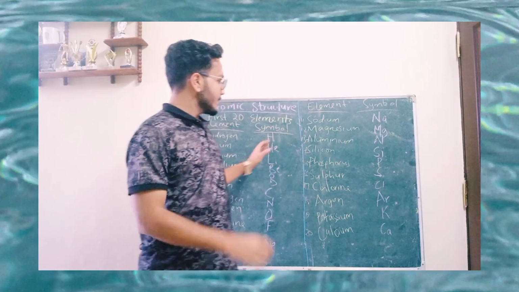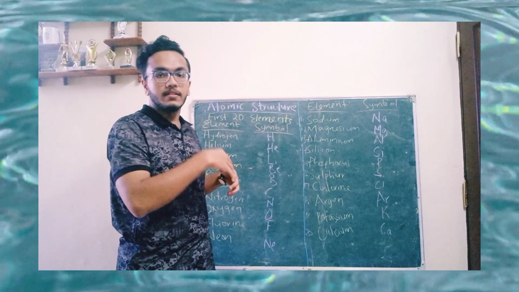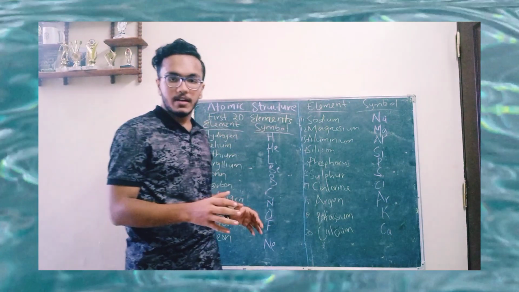Now these are the first 20 elements and they must be remembered in this order as they will come in the atomic mass in the periodic table.